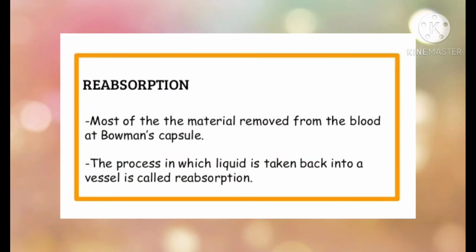Next is reabsorption. Most of the materials are removed from the blood at the Bowman capsule. The process in which liquid is taken back into a vessel is called reabsorption. Reabsorption involves the absorption of molecules, ions, and water that are necessary for the body to maintain homeostasis from the glomerular filter back into the blood.